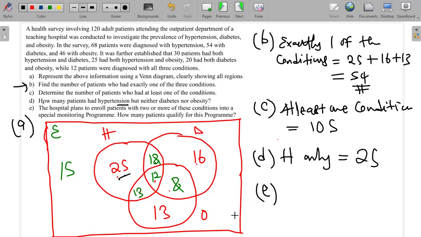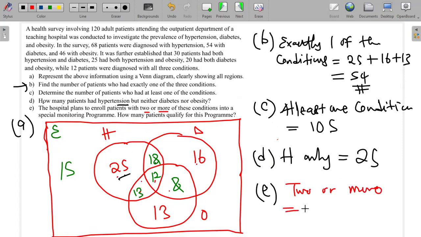Okay, E, which is the last question, they're saying the hospital plans to enroll patients with two or more of these conditions into a special monitoring program. How many patients qualify for this program? So the key is here. They have said patients with two or more of these conditions. So we are just going on the intersections. These ones have two, these ones have two, these ones have two, these ones have three. So it's what they're saying, or more. So I'm just adding those numbers there. So I'll just say two or more.